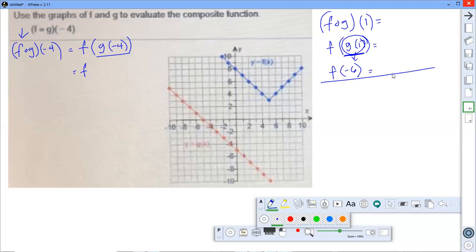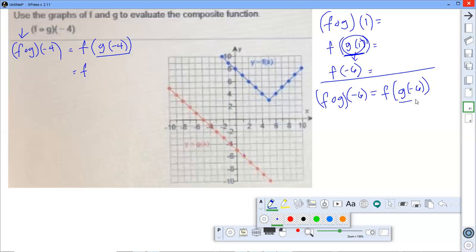Okay, let's try another one. But if your f covered -6, we could have answered that. How about f of g of, let's say, -6? Your outside function is f, so we'll say f of g of -6.